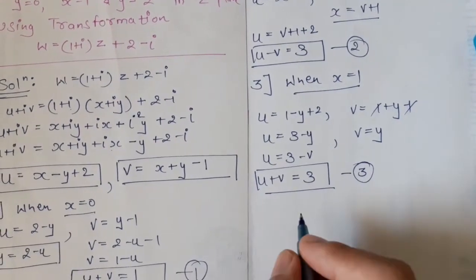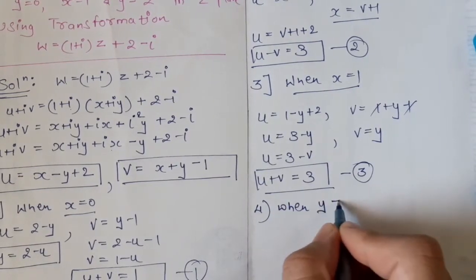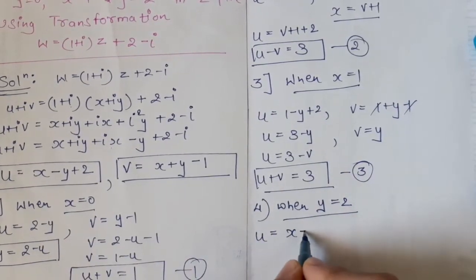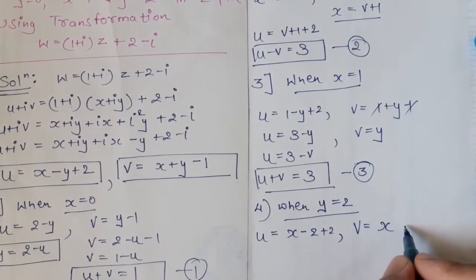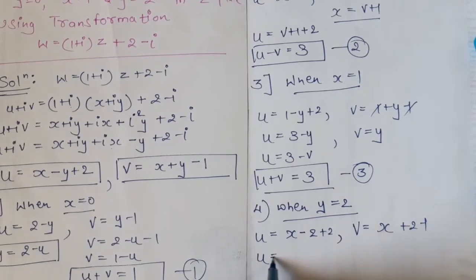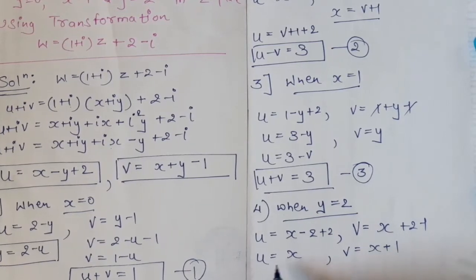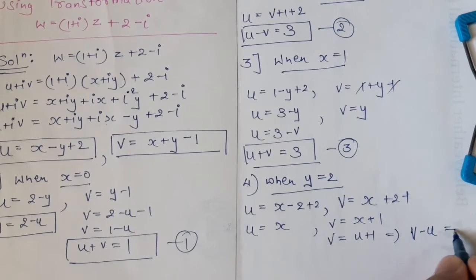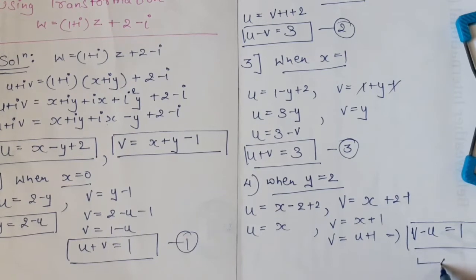So now the last equation, that is when y equals 2. Okay. So now substitute y equals 2 in the equation of u. u is equal to x minus 2 plus 2 and v is equal to x plus 2 minus 1. So here u is equal to x and v is equal to x plus 1. So now substitute x equals u in this equation. So v is equal to u plus 1. So we will get v minus u equals 1. Okay. This is equation number 4.